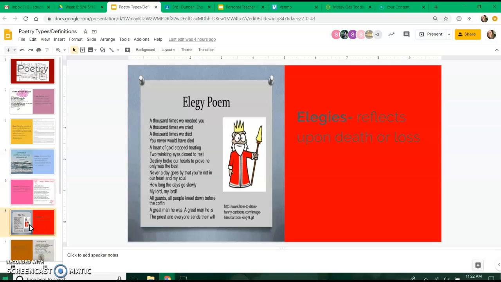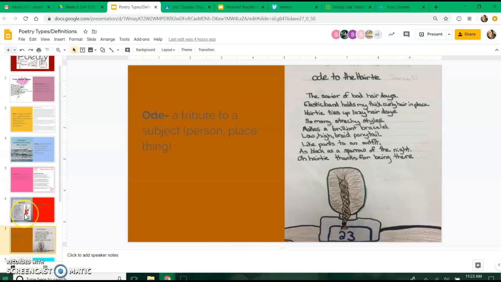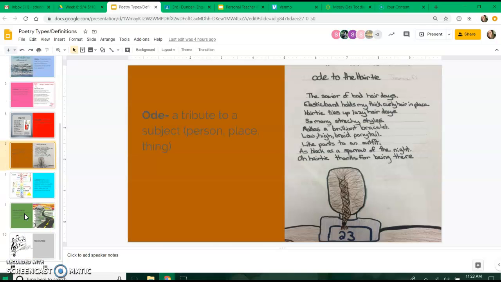Then you have an elegy, which reflects upon life, death, or loss. Then you have an ode, which is a tribute to a subject. It can be a person, place, or thing. This was an ode, a tribute to a hair tie, so just random things.